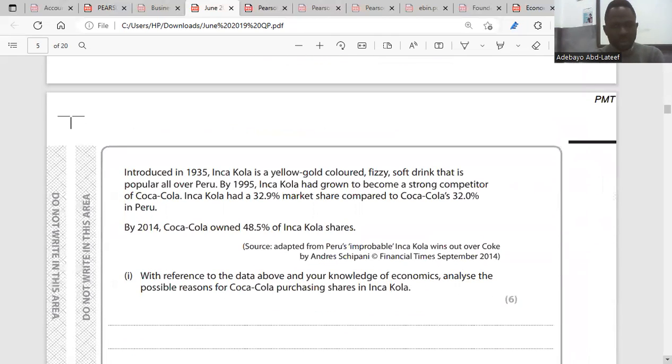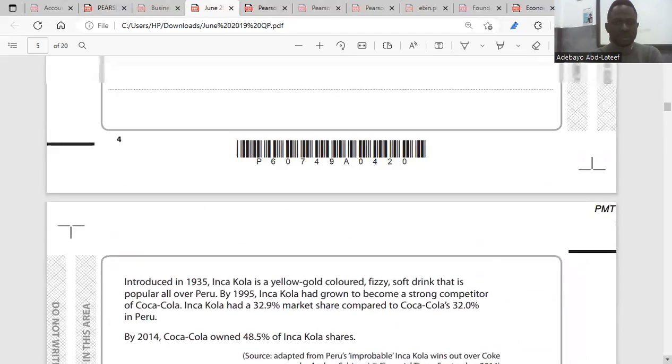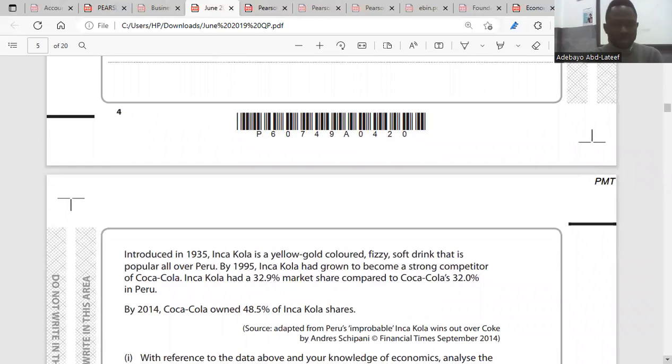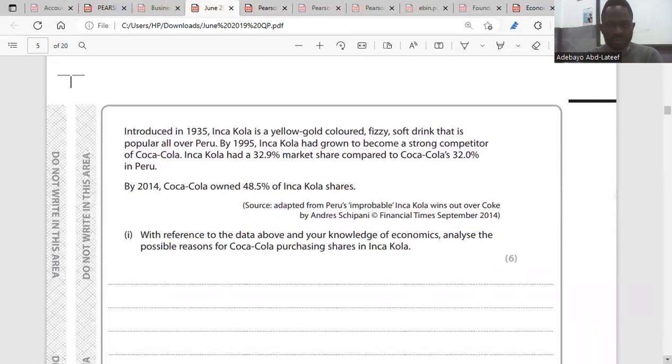Then we have a case study of Coca-Cola. Rawasi, please read for me. Introduced in 1935, please read. Introducing the soft drink. Period, okay. By 1995.